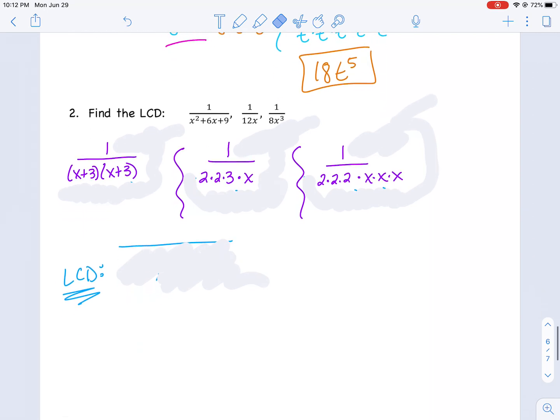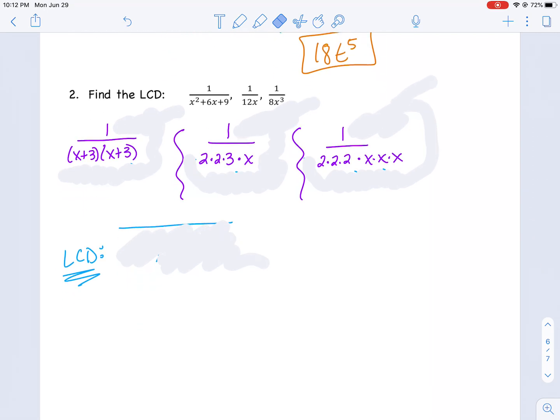All right, number 2, because they're fractions, asks us to practice getting a common denominator. But before we get a common denominator, we have to make sure that we break them down into factors. The first one I factored into an x plus 3 times x plus 3. The second one I factored into 2 times 2 times 3 times x. That's really a 12x broken down. The last one I broke down into 2 times 2 times 2, and then x times x times x. That's really an 8x cubed broken down.